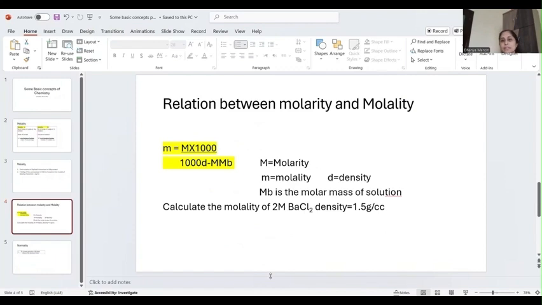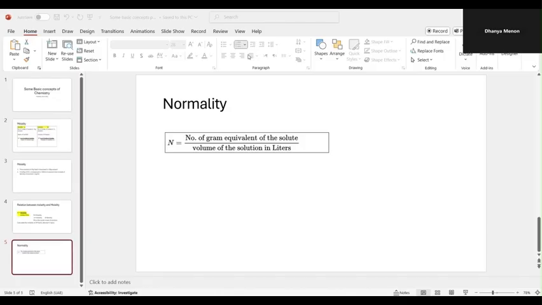So students, till now we studied molality. We compared it with molarity, and we also studied the relationship between molality and molarity, which is a very helpful formula you must remember. The next topic that we have to study is normality. This is also a very important concentration term.